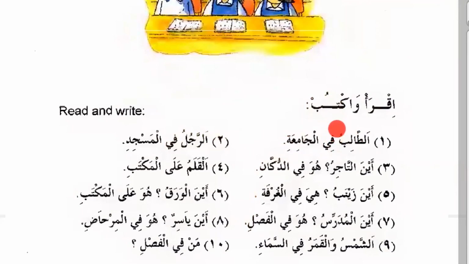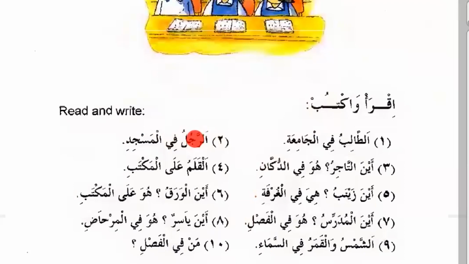So I told you the "is" is hidden. It's hidden, mustatir. Fil-jami'ati. And we said there's no word or particular harf for "is" in English. So at-talibu fil-jami'ati, the student is in the university. Ar-rajulu fil-masjidi, the man is in the masjid.